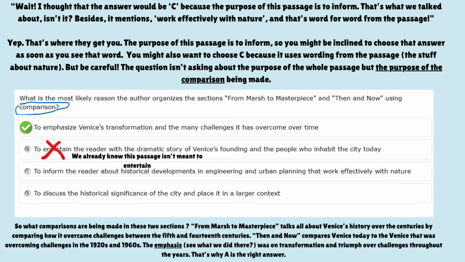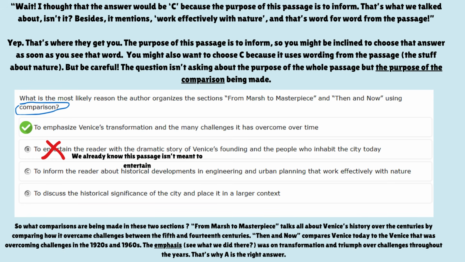The question, let's reread it. What is most likely the reason the author organizes the sections from Marsh to Masterpiece, and then and now, using comparison? Okay, that's what we need to focus on. Why is that comparison taking place in those two sections? And C focuses on the whole big picture.